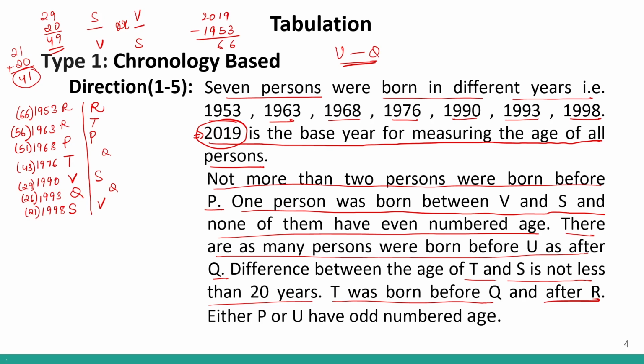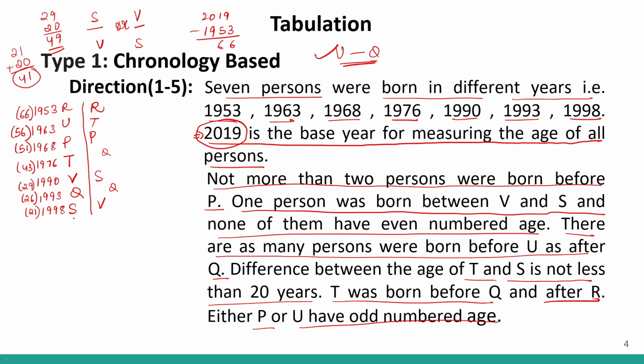Correct? Now, either P or U have odd numbered age. So in both the cases, P has odd numbered age. That means U will have an even numbered age. So now look at possibility number 1. If Q is second from the bottom, then U will be second from the top. Correct? If Q is second from the bottom, that means U will be second from the top.